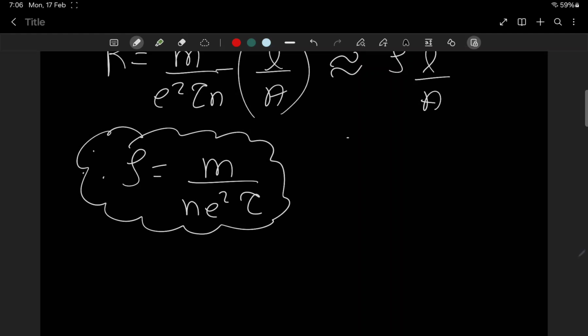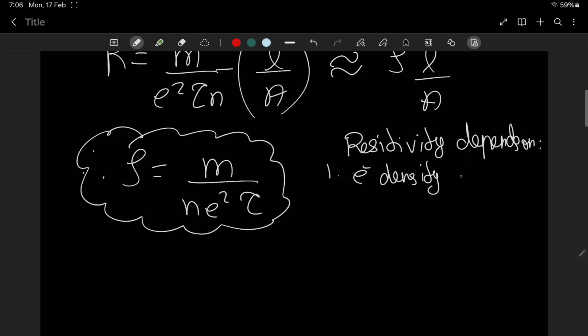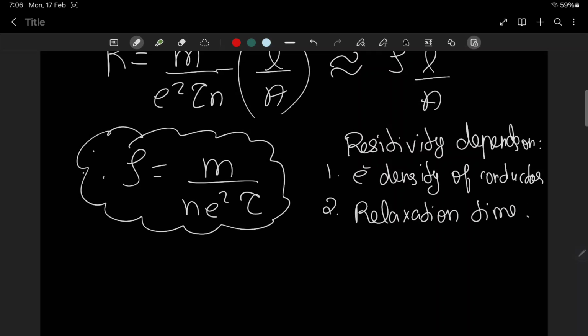So from here we get to know that resistivity depends on, one, electron density of the conductor, and two, relaxation time. Electron density of the conductor and relaxation time are the two factors that resistivity depends on.